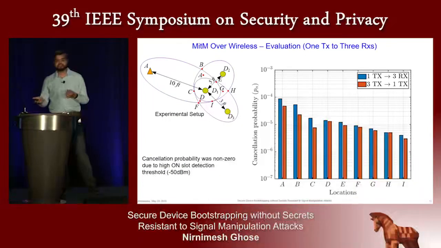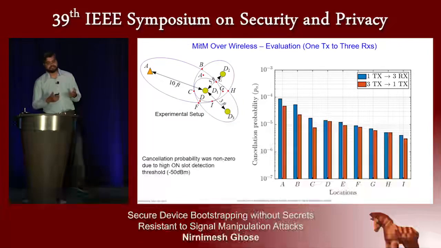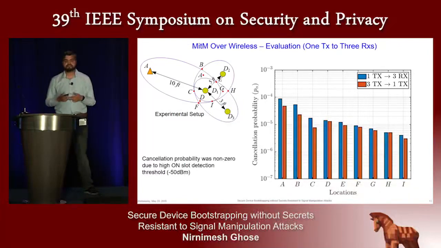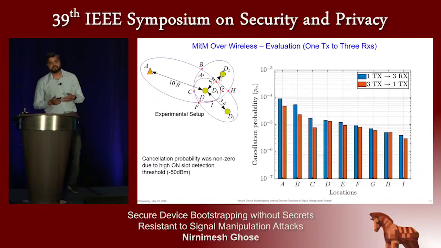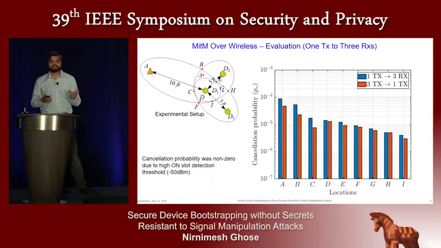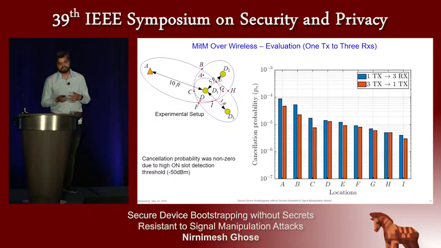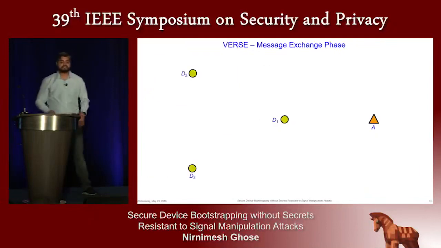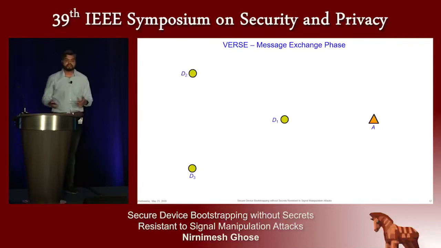From this figure, we can see the cancellation probability is always less than 10 to the power -4. There are two important points that we deduce from this experiment. First, since the wavelength is so small, in centimeters, a little perturbation from the perfect point will lead to significant degradation of the adversary's capability to perform the signal cancellation attack. And we use this property to build a secure pairing protocol.